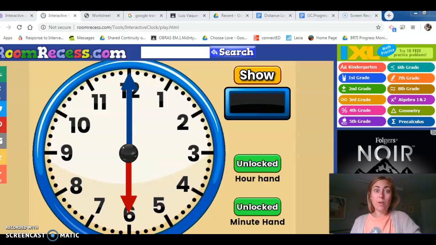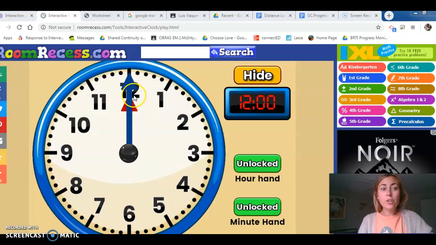Yesterday we learned about time to the nearest 5 minutes. And we know that when our minute hand goes around the clock, we count by fives, and that's how many minutes are in our hour. Which one is the minute hand again? Think in your brain. That's right, the long hand is the minute hand. And the short hand tells us what hour it is.